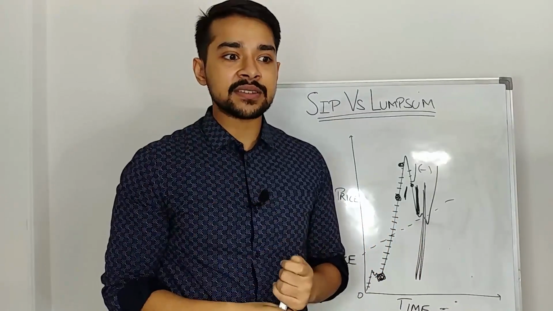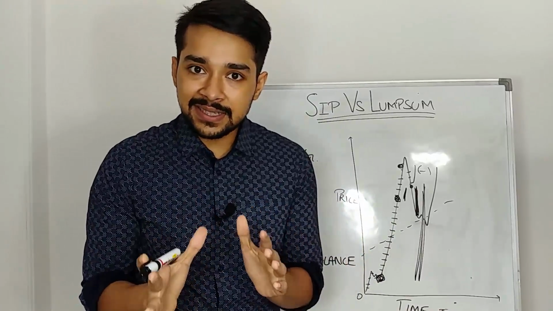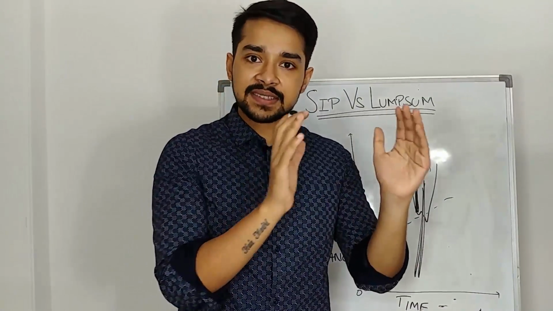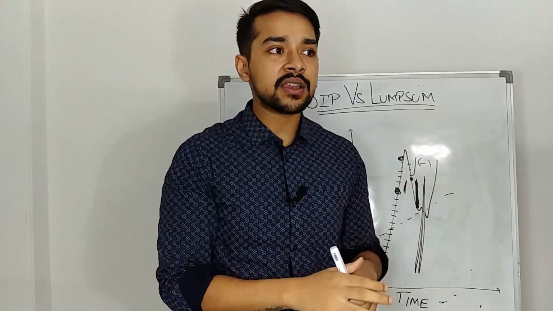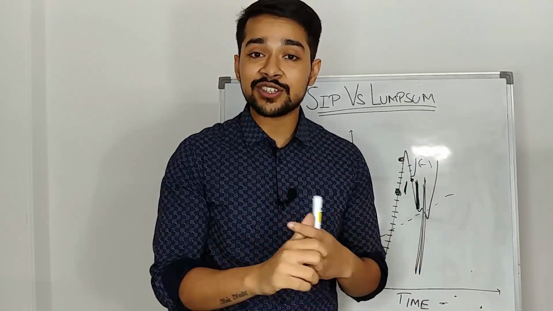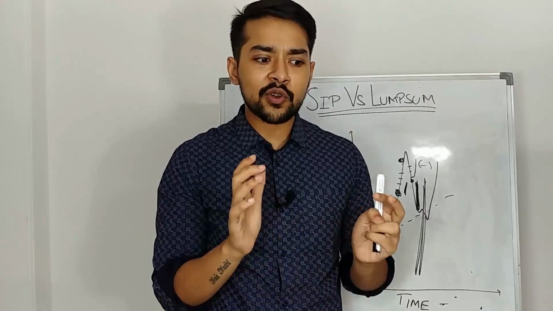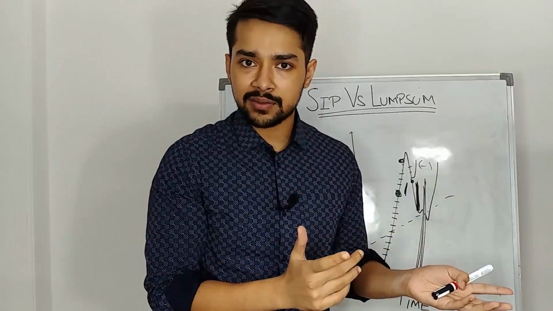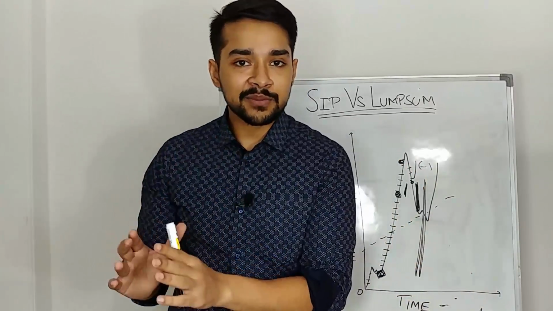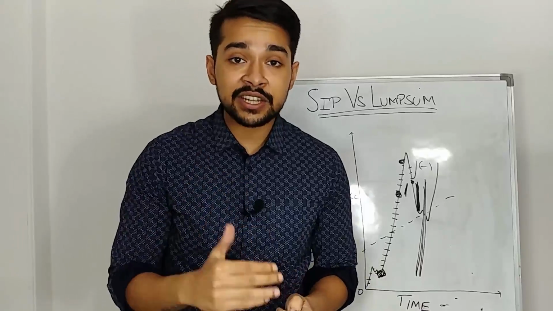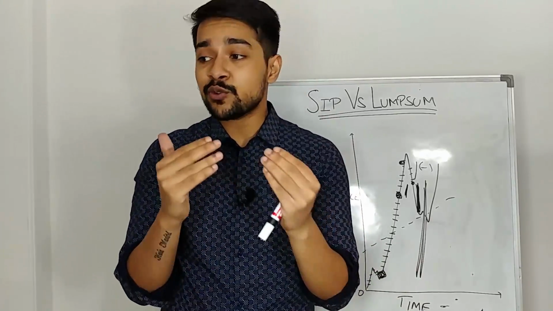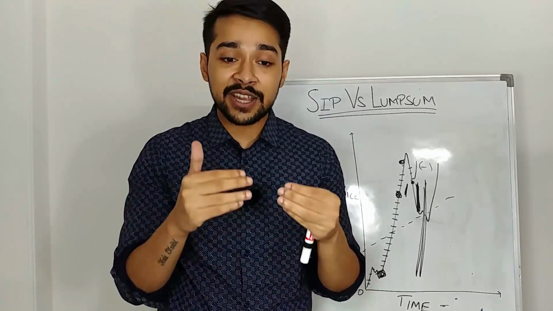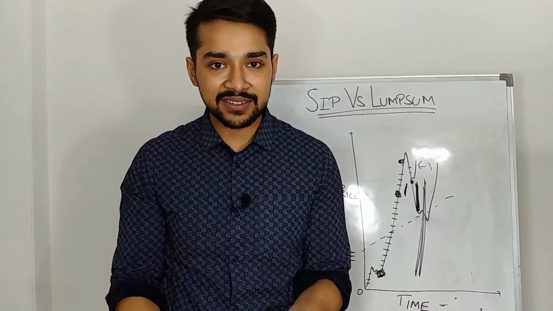The second difference between the two is the skill set. Now in SIP, you do not need any skill set. You do not need to time the market. One does not need to do research or study in the market. One does not need to have a skill set in stock markets. Whereas in lump sum investing, you need to time the markets, you need to do your research and study, and you need to give this time, you need to develop a skill set in stock markets.